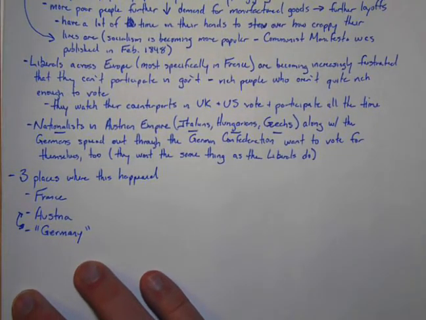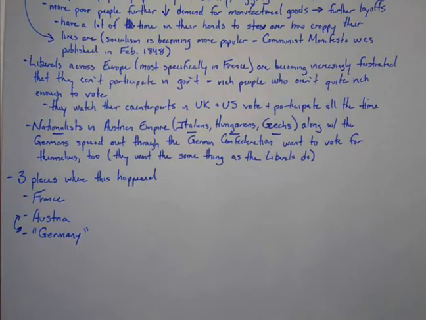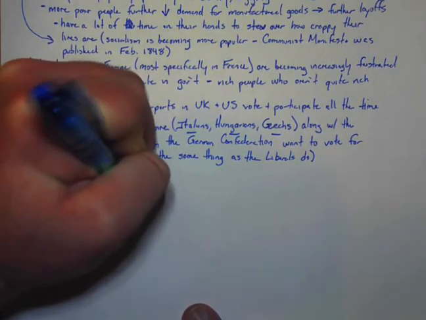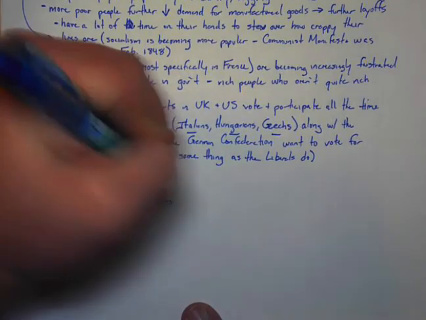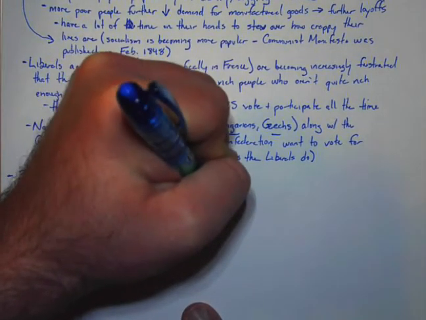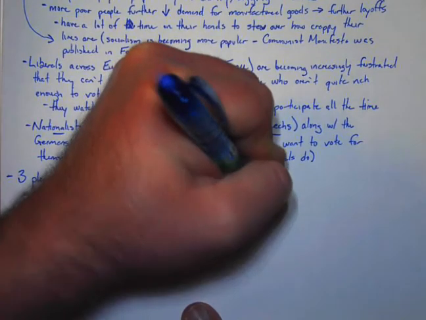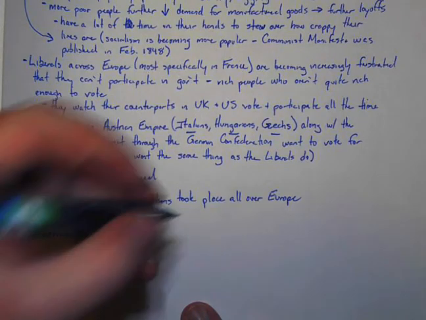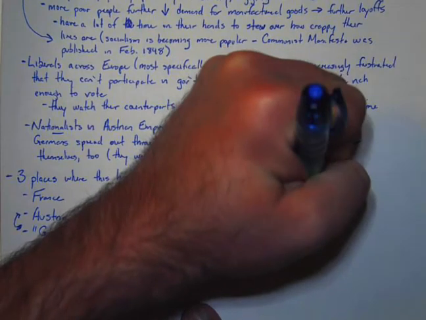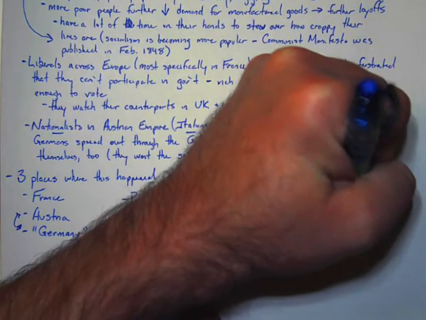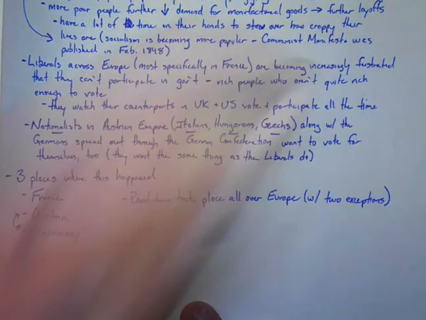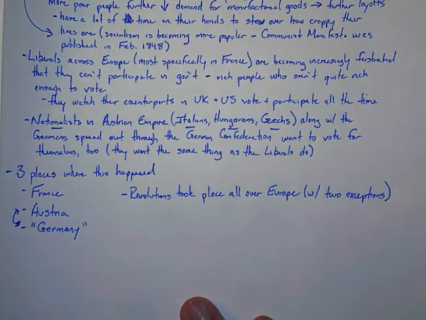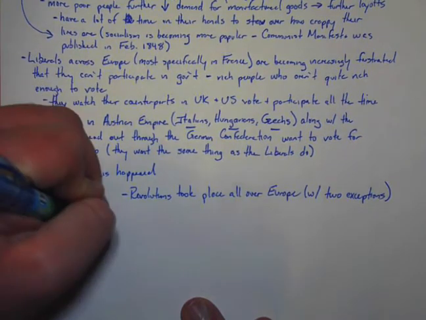are closely related. Now, the other thing to keep in mind is that these revolutions took place all over Europe. So we're going to see the same thing happen everywhere in Europe with 2 exceptions. And we'll talk about those 2 exceptions in a second. So there are other places where this is going to happen. We're going to look at these 3.